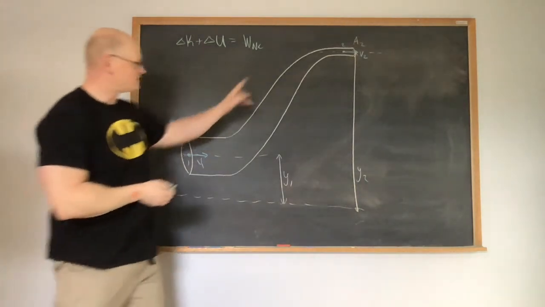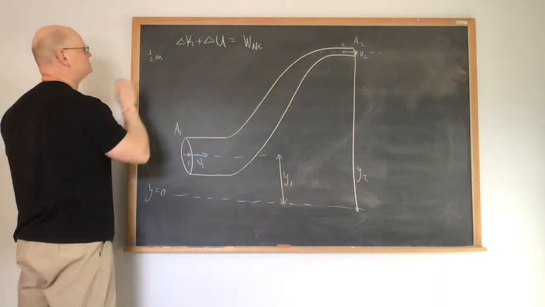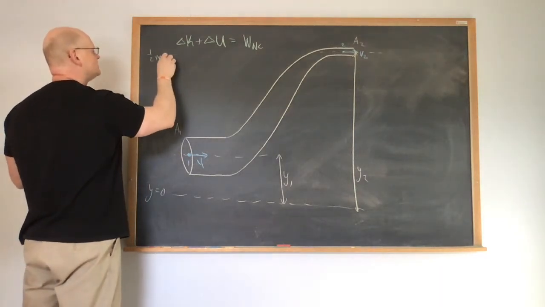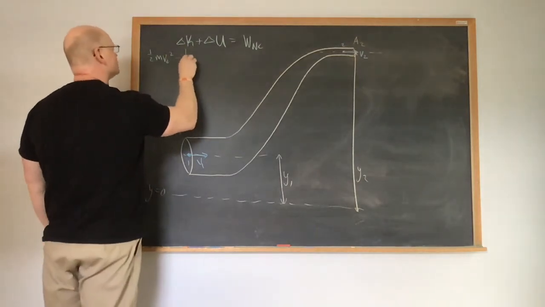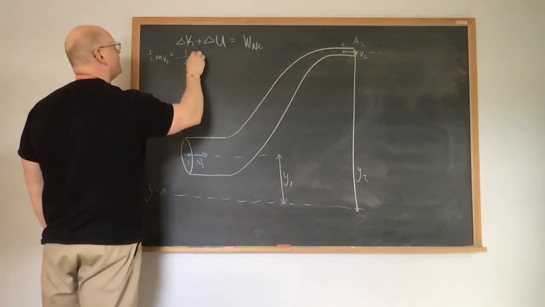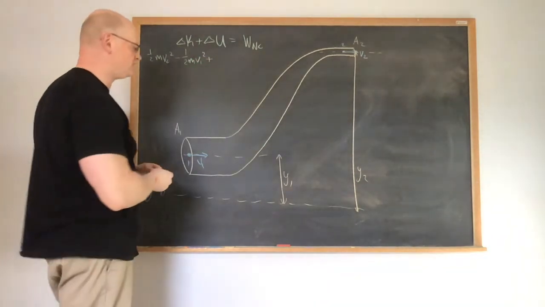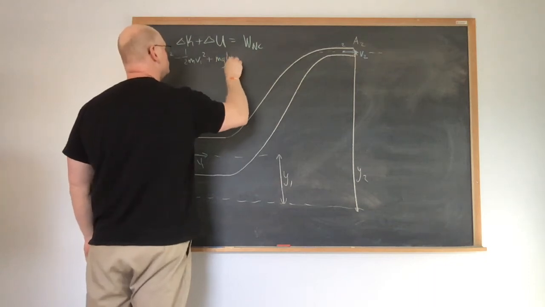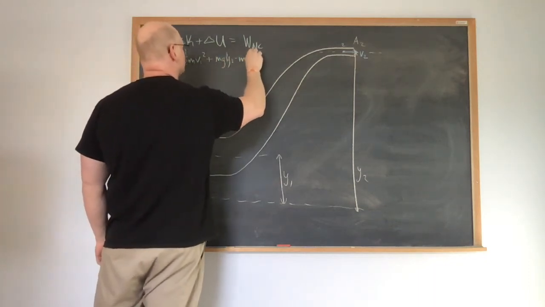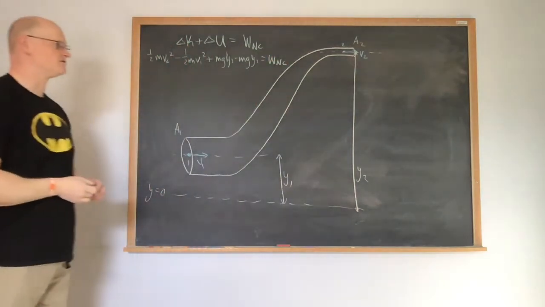So let's say it starts here and it finishes there. So my change in kinetic energy is going to be 1/2 the mass times the velocity v2 squared, because that's my final, minus my initial, which is 1/2 m v1 squared, plus my change of potential energy, which is then going to be m times g times y2 minus m times g times y1, must all be equal to the work done by the non-conservative force.